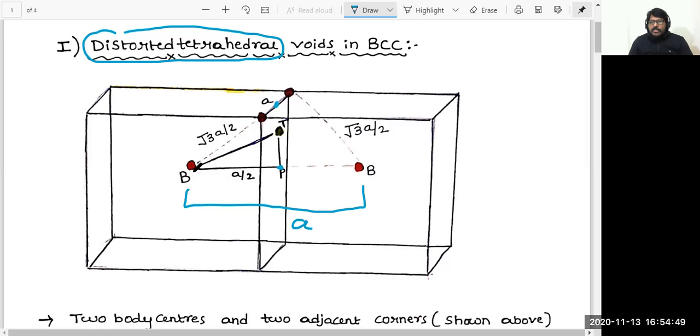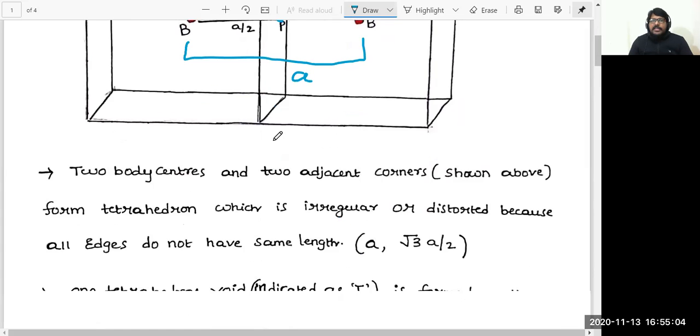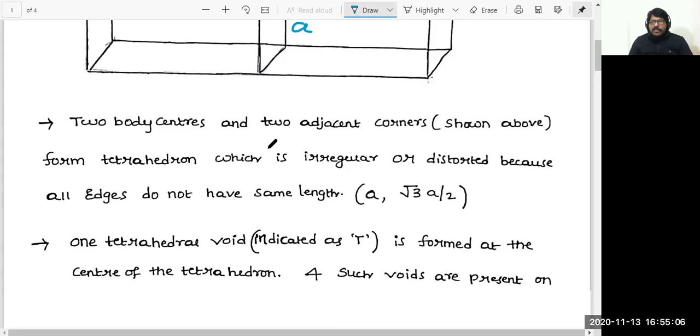BTP. B is the body center particle, and P is a point which is actually a face center. That is not a particle, that is a point. And T is a tetrahedral void, and we need to find the radius of that particular tetrahedral void.